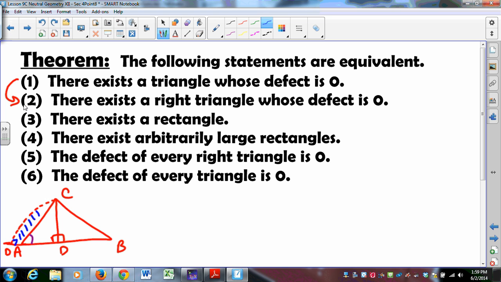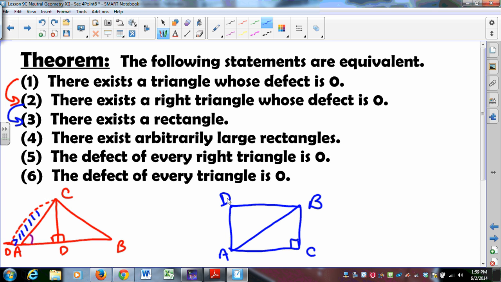Does 2 imply 3? If there is a right triangle whose defect is 0, does that mean there is a rectangle? Well, I don't think that's too hard. I think I can spin that right triangle around.